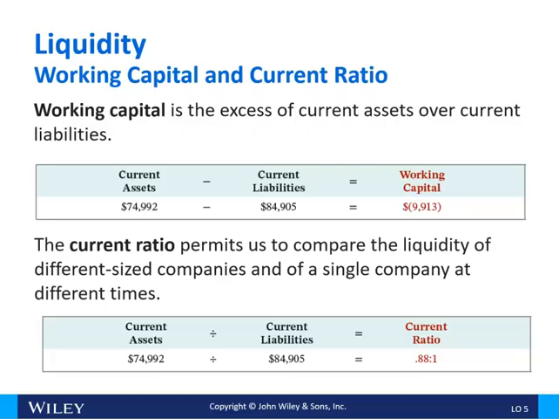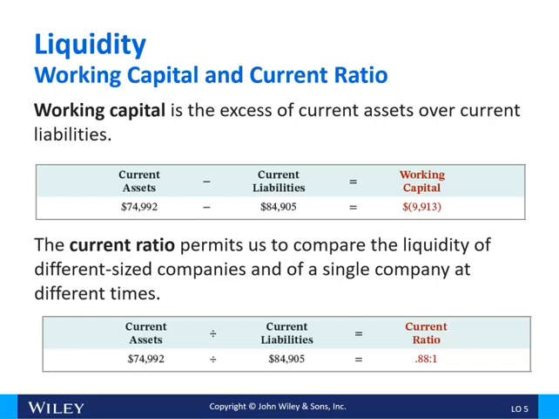The current ratio permits us to compare the liquidity of different size companies and of a single company at different times. So I think this is the General Motors data. These are billions of dollars. You know, comparing that to a smaller company, the $9 billion is going to be a lot different than $100,000. But if you use the current ratio, you can compare those ratios a little easier.